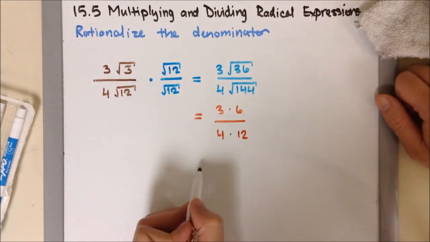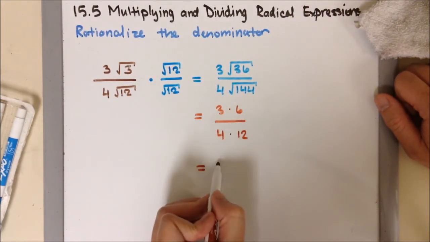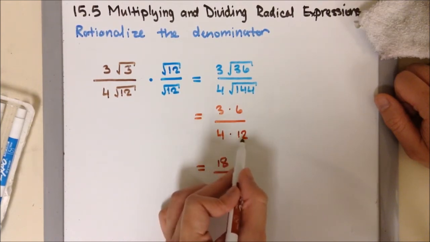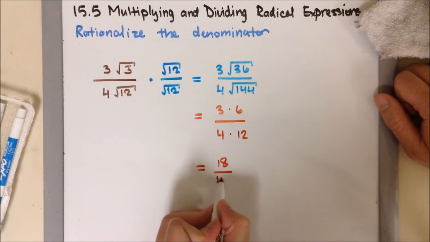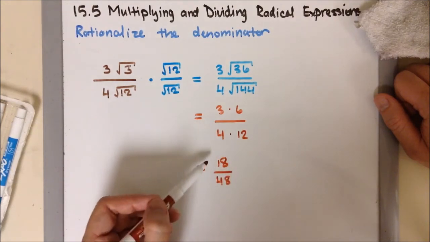Alright, so I'm just going to multiply my numbers in the numerator and denominator. So 3 times 6 is 18. And then in the denominator, 4 times 12 is 48. So we have 18 over 48.